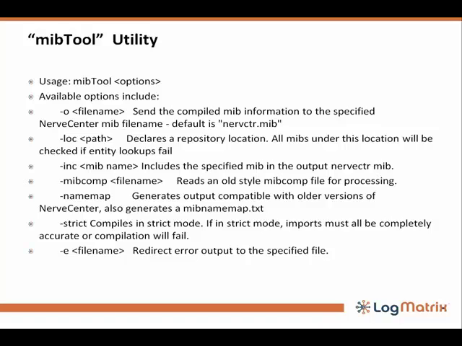And then there's the -NameMap option, so that if you wanted to generate this on a newer system and make it compatible with a previous 4.1 version, you would do the -NameMap. It generates a file called MIBNameMap.txt, which goes hand in hand with the version of NerveCenter.mib that it just compiled, so that the older systems can run on a newer compiled MIB.